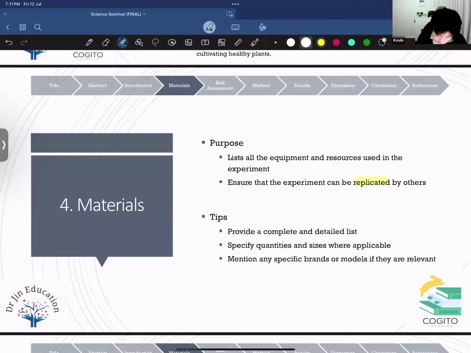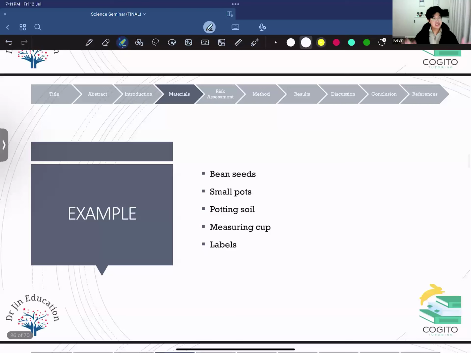Now, tips: provide a complete and detailed list. So it must be complete and it must be detailed, all right? Someone else should be able to gather this material list, gather all the materials and perform the same experiment. If they can't do that, then that means your materials list is lacking, okay? So specify quantities and sizes where applicable, okay? Mention any specific brands or models only if it's relevant, all right? Now, let's have a look at this example, a materials list, right? Have a think, good or bad?